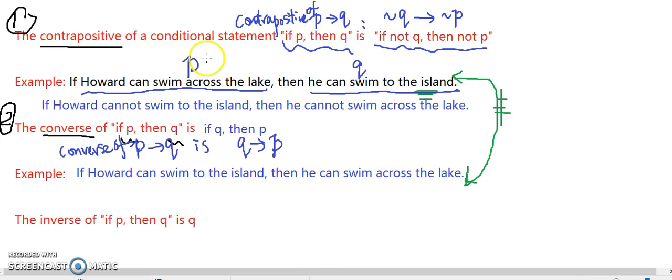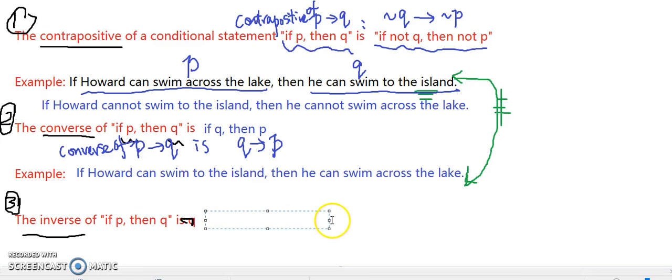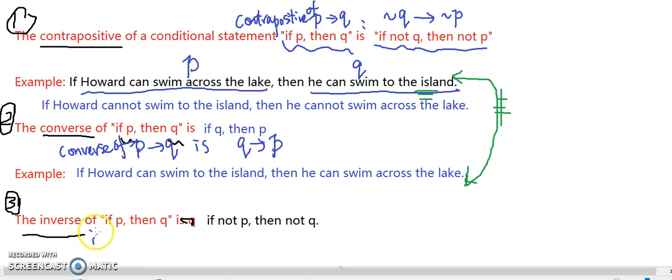Okay, now the last concept we're going to introduce is called the inverse. The definition is, given if P then Q, this time we negate both the condition and the consequence. So that would be if not P, then not Q. Using symbols, the inverse of P implying Q is not P implying not Q, negating the condition and implying the negation of the consequence.